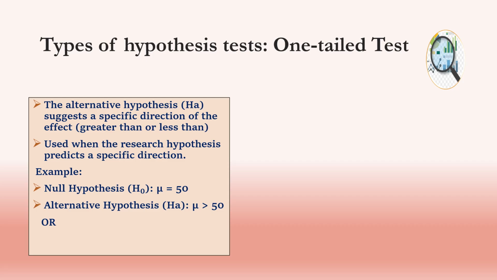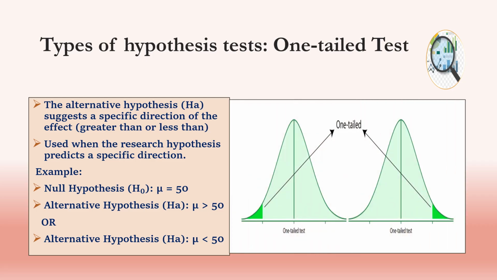Otherwise, we can also consider alternative hypothesis mu less than 50. In this case, we would be testing if the data shows evidence of a decrease in the population mean.